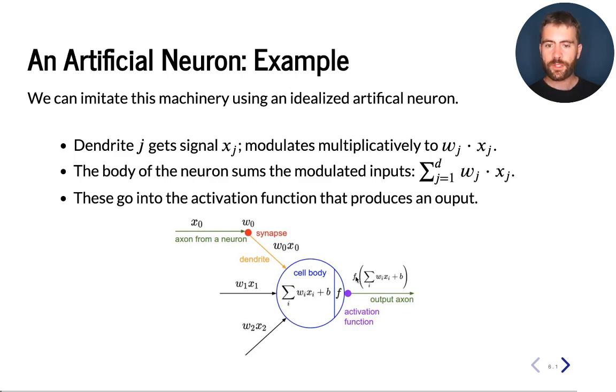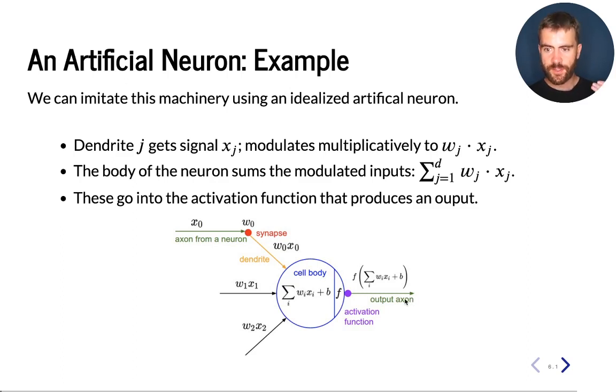You can think of this as a function that, when the sum of these modulated signals is large, outputs a large value, and when the input is low, outputs a low value. And the output is the equivalent of the signal that gets sent by the axon in our biological neuron.